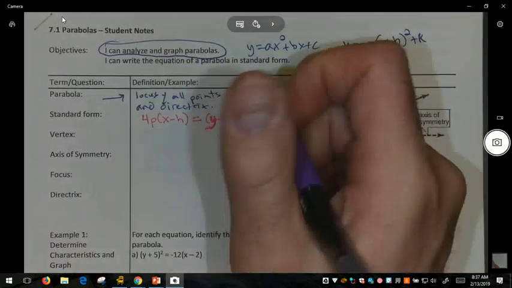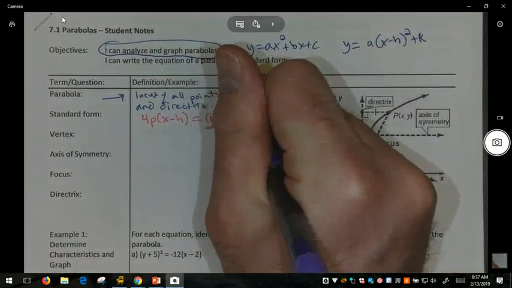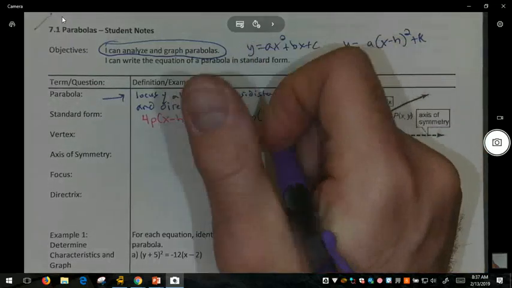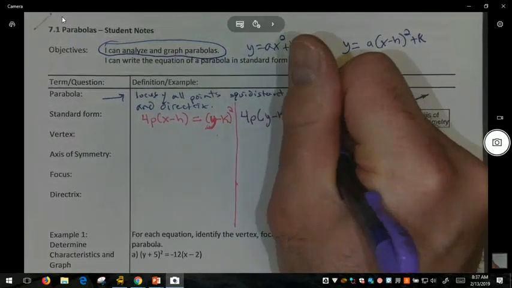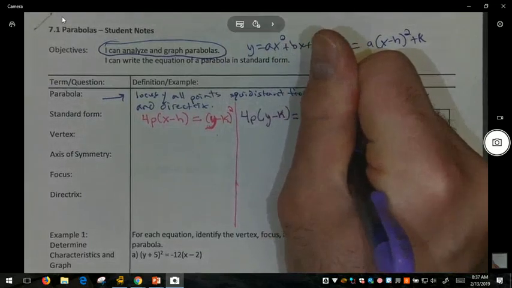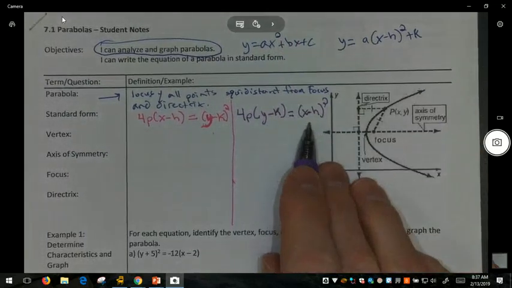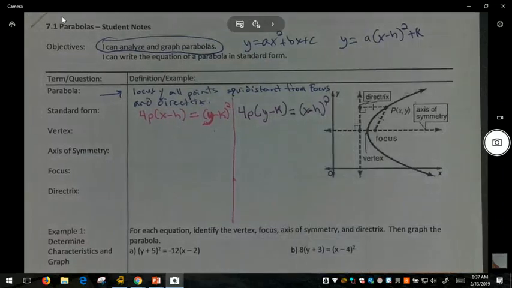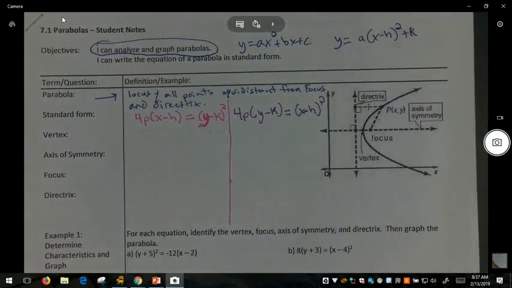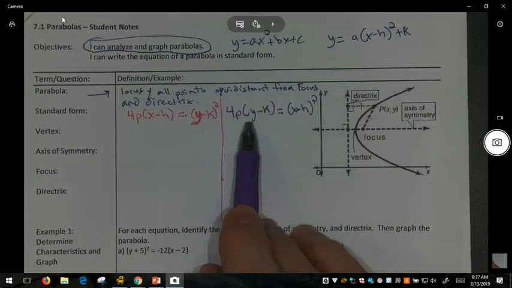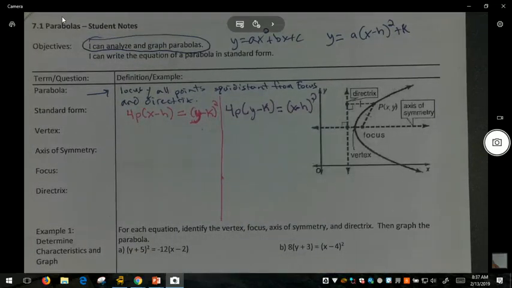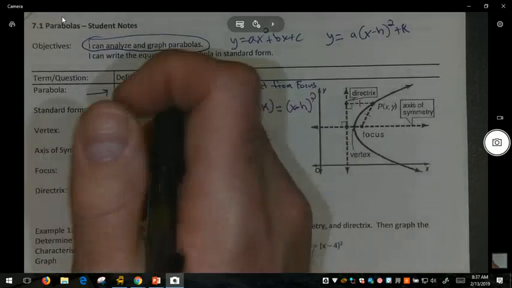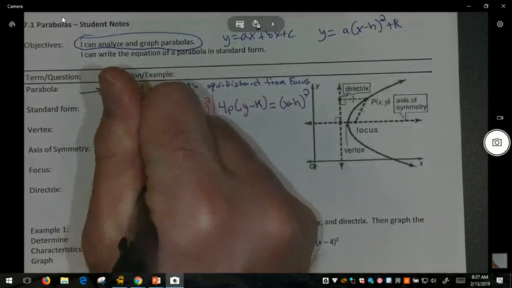Whereas if you see the x term being squared, so we have 4 times p times y minus k equals x minus h quantity squared, then it opens up or down, just like when we graph regular old quadratics where the single y is dependent on x, which happens to be squared, making it a quadratic. The vertex for both of these, very simple, is h comma k.